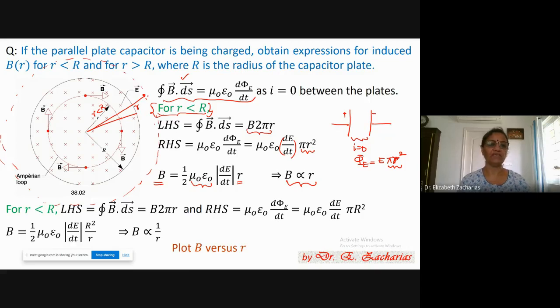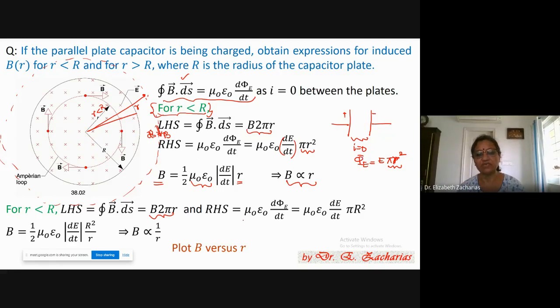Okay, and then continue to do what you were doing, B dot ds. So the left hand side will be B into 2 pi r, B into 2 pi small r, where small r is greater than capital R. But now come to the right hand side.